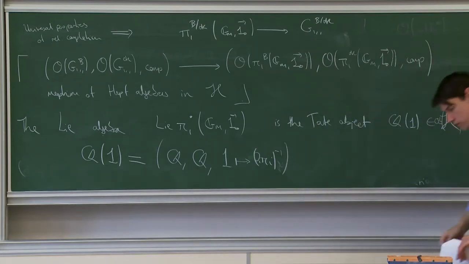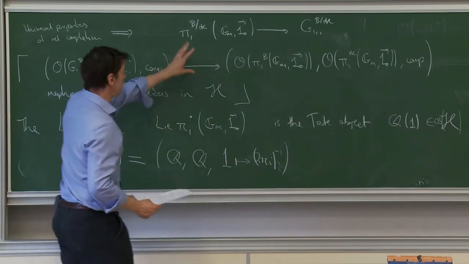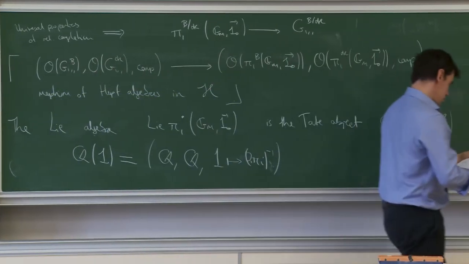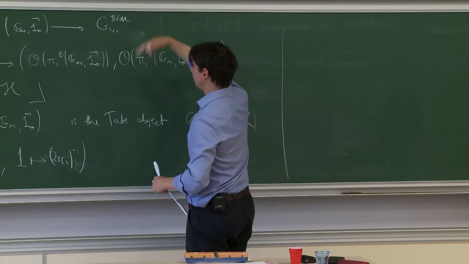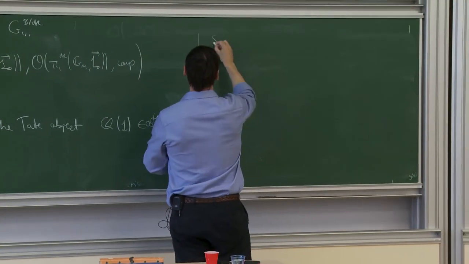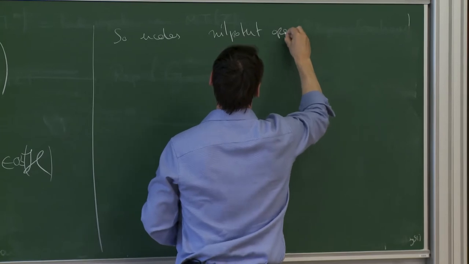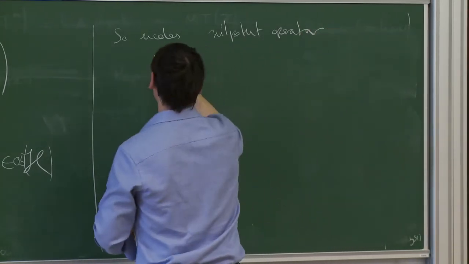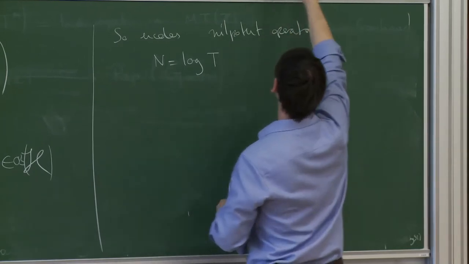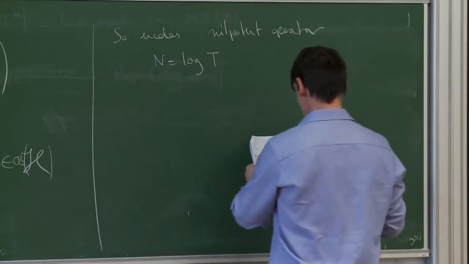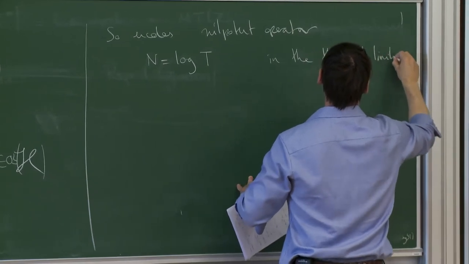And so if you're familiar with the theory of limiting mixed Hodge structures, what we've got is just a map on the level of Lie algebras. We've got a map from Q(1) into here, and the image of a generator therefore gives an endomorphism on this. So this encodes the nilpotent operator N, which is also just the logarithm of this path, log T, T viewed as an element in de Rham, in the theory of limiting mixed Hodge structures.